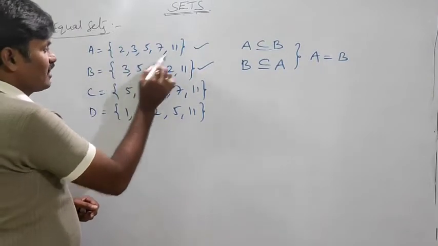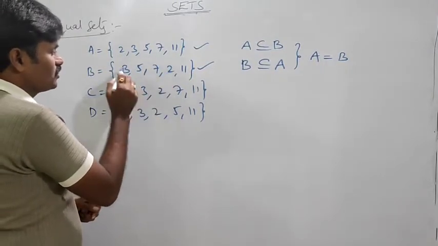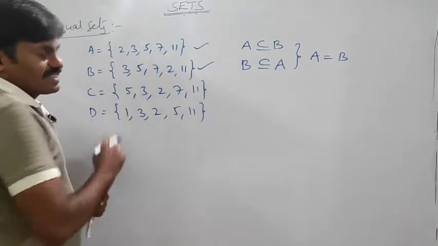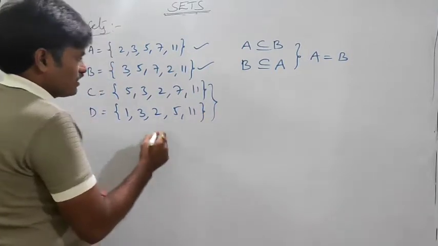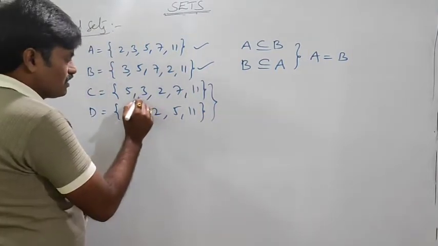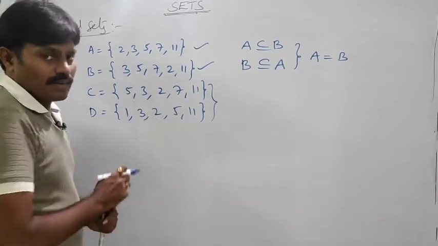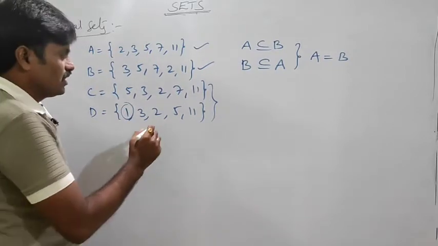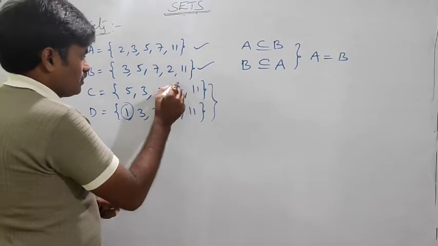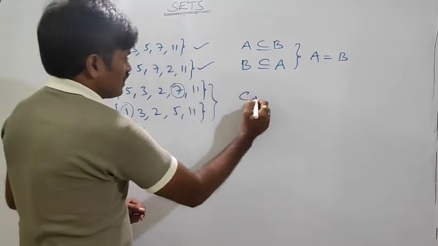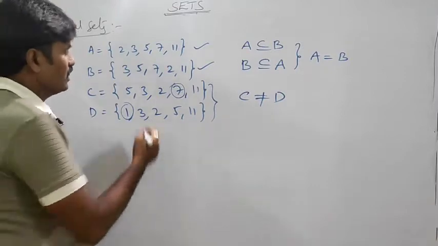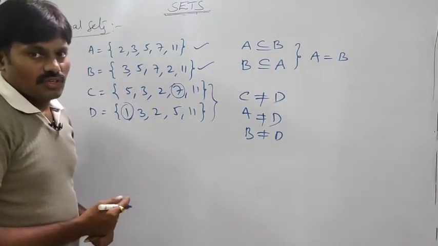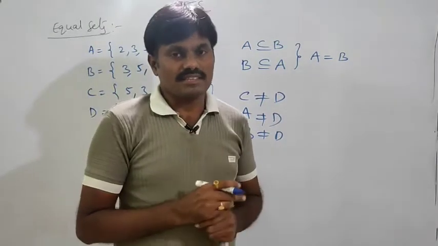See here 2, 3, 5, 7, 11. Here they just changed the order: 2, 3, 5, 7, 11. So we call these two sets equal sets. Now if you compare these two sets, are they equal? No, because the number of elements is the same, but the same elements are not in both the sets. Here 1 is there, and what is the other number? Here 7 is not there. So here C is not equal to D. Similarly, A is not equal to D. B is not equal to D. Is it clear, my students? This is about equal sets.